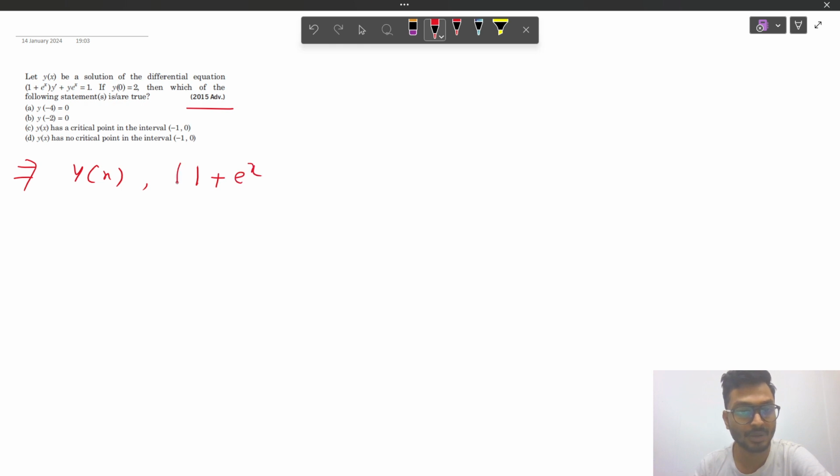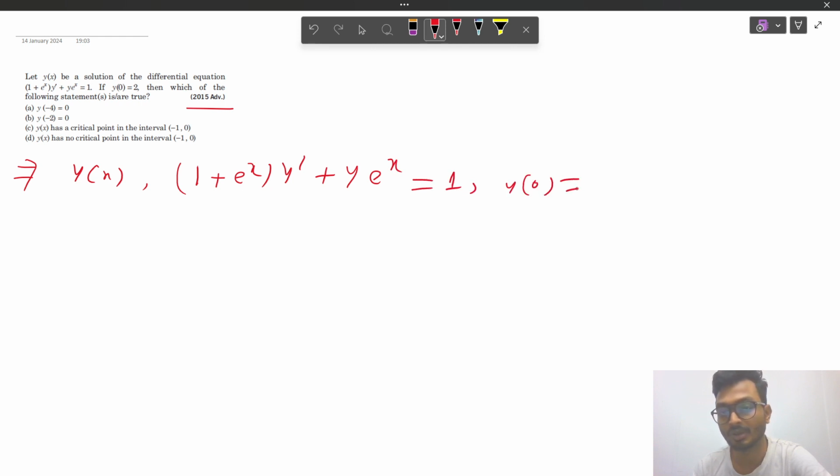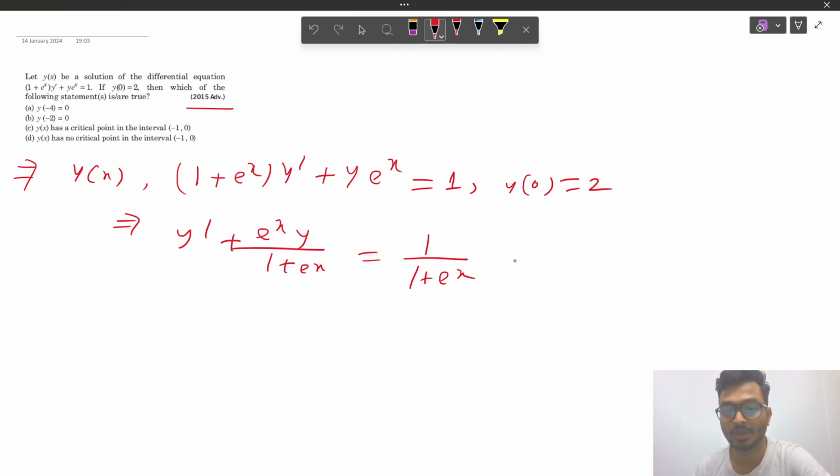(1 + e^x) y' + y e^x = 1, y(0) = 2. So we can write that y' + e^x y/(1 + e^x) = 1/(1 + e^x). Now we can see that this is an ordinary differential equation, a linear ordinary differential equation, linear in y.